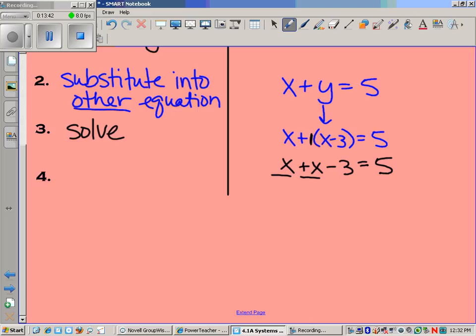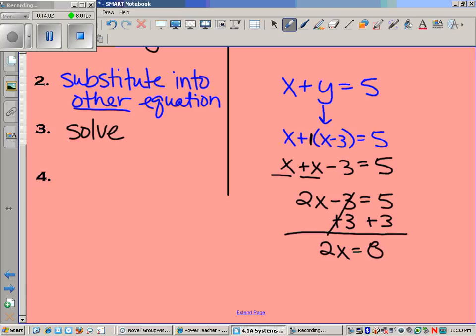I'm going to combine like terms, so I have a 1x plus a 1x. They're on the same side, so 1x plus 1x is 2x minus 3 equals 5. I'm going to keep solving. I'm going to get rid of my 3 by adding, so I get 2x equals 8. I'm going to get rid of my 2 by dividing, and I get x equals 4.